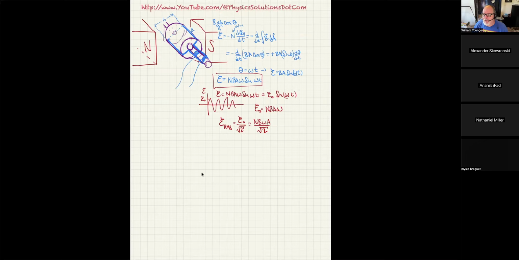And of course, if the rotational rate is really low, you're not going to generate much electricity, but you can compensate for that by making a really strong magnet, or by making a really large area, or by making a really large number of turns. All of that will result in electricity.